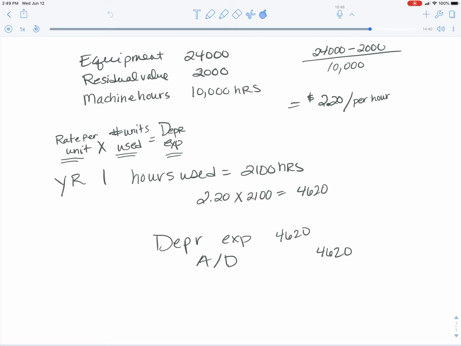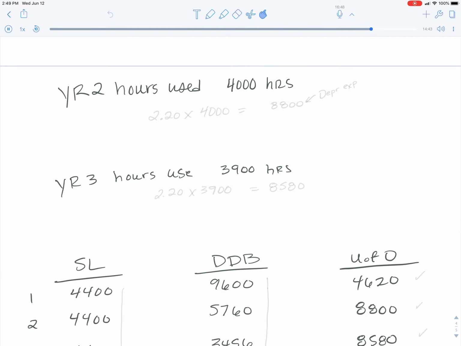How about in year 2? Let's say in year 2 we used it 4,000 hours. So we're going to take $2.20 times 4,000 hours. That's 8,800. So that's your depreciation expense for year 2. You're going to make the same entry, debit depreciation expense, credit accumulated depreciation for $8,800. And then in year 3, let's say you used it for 3,900 hours. That works out to be $8,580. And you make the same entry.